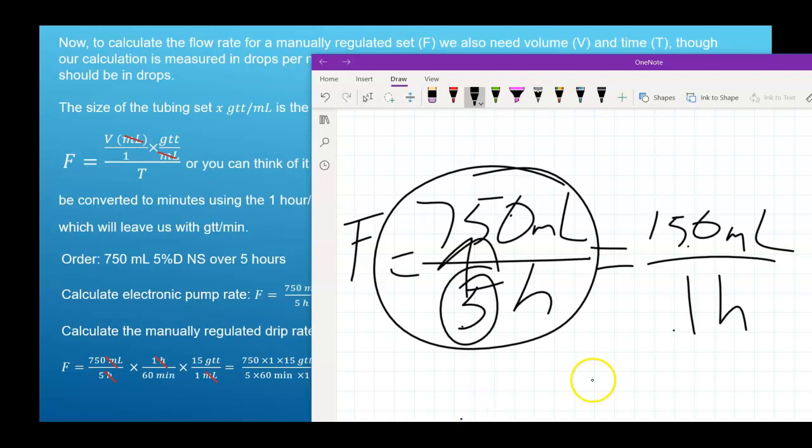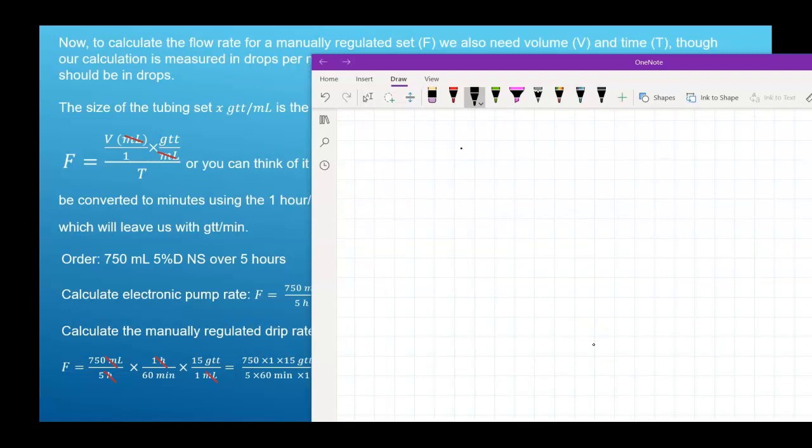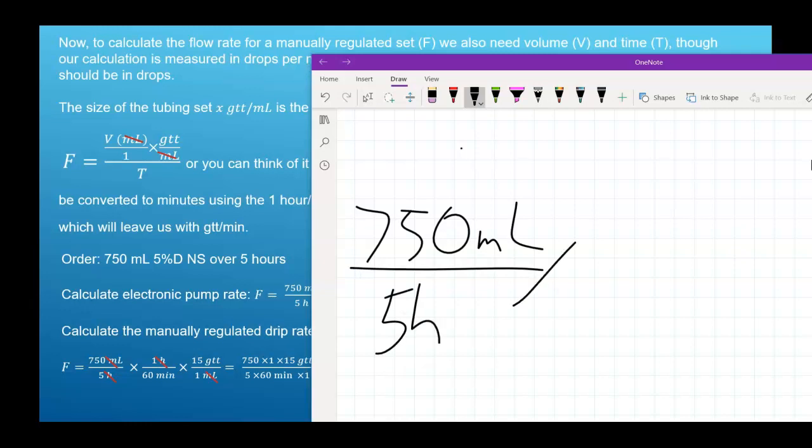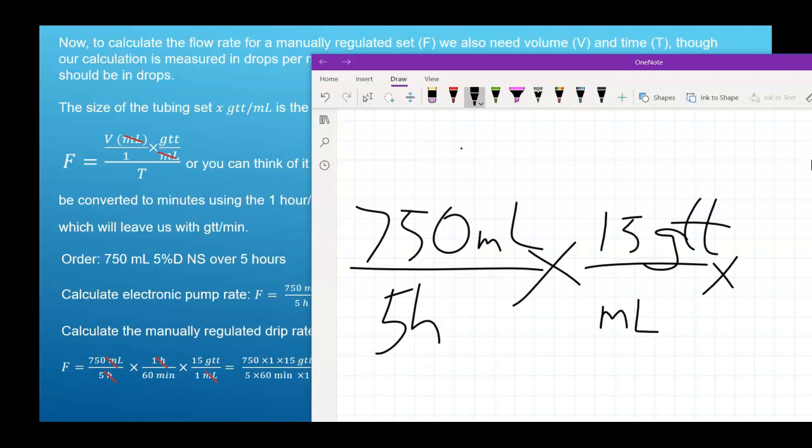Now, if you didn't have a pump available, you'd grab a tubing set. So we had 750 milliliters per 5 hours. Say our tubing set was 15 drops per milliliter. 15 drops. GTT is an abbreviation of a Latin word, gutta, which is Latin for drop. 15 drops per milliliter. So that will convert our volume. Then we have to convert our time from hours to minutes.